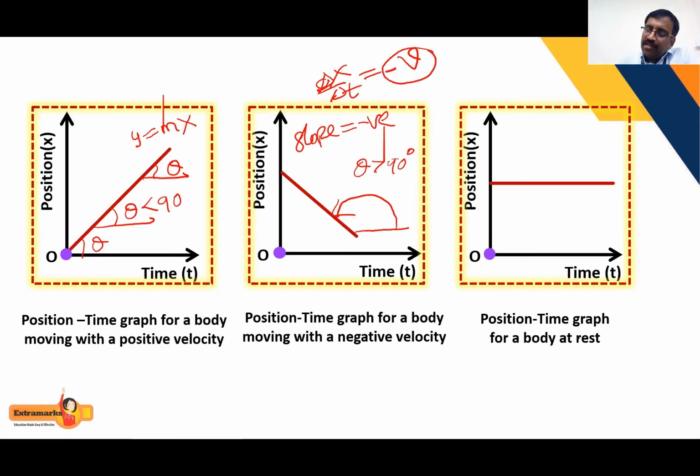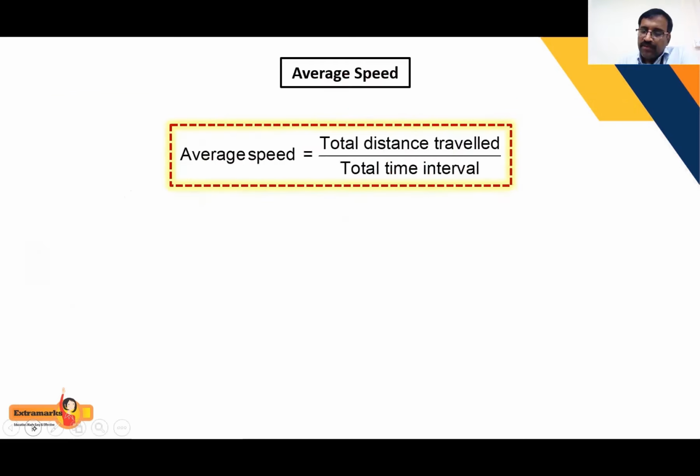Negative. Now coming to here, position remains constant. Whatever the time period, always I am standing at one position only. I am not moving anywhere. That means my velocity is 0. So you are obviously at rest.